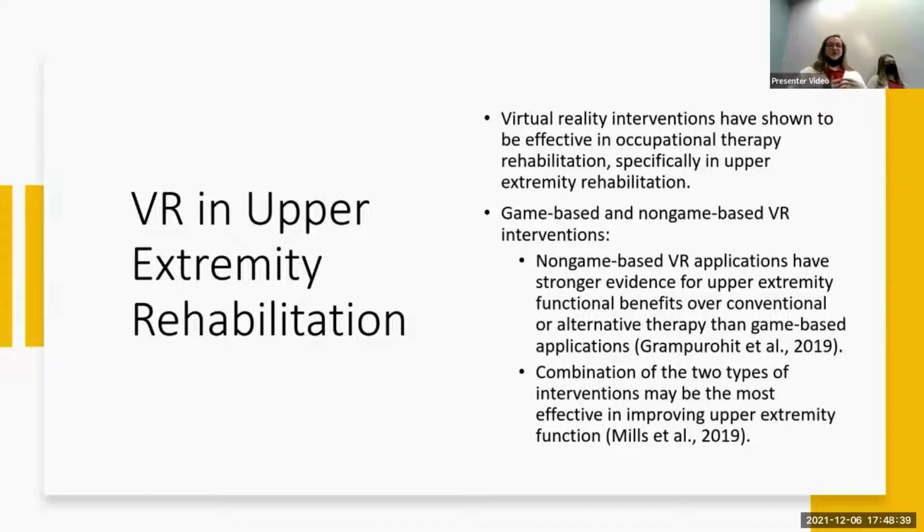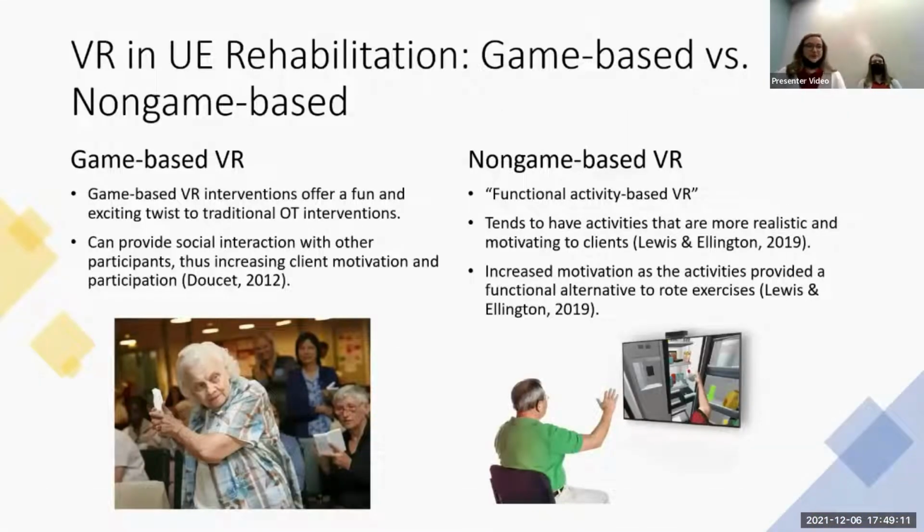With that, there are really two types of VR. We have game-based and non-game-based, which is what we saw in the video there. There have been some studies to show that the non-game-based have been a little more effective overall than the game-based. And then there have also been some studies that have shown that a combination of the two might be best. This really supports our holistic approach that we need, a little bit more of everything. It's not just our activities and it's not just our rote exercises.